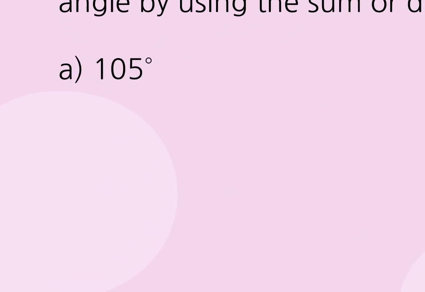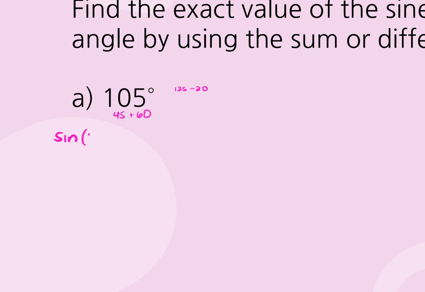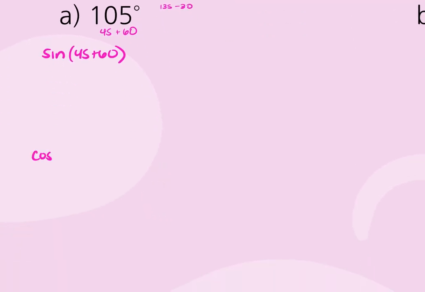So if I have 105, what are two angles we could add together to give you 105 that are on your unit circle? 45 and 60, okay? You could also have done 135 minus 30. So there's more than one way to do this. Now I'm going to do sine of 45 plus 60, cosine of 45 plus 60, and tangent of 45 plus 60.